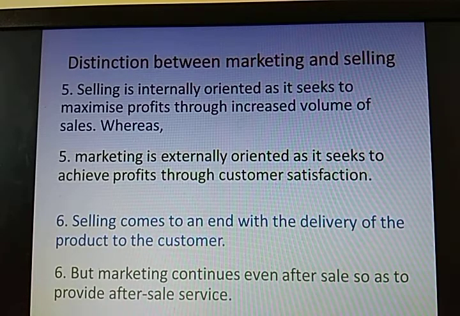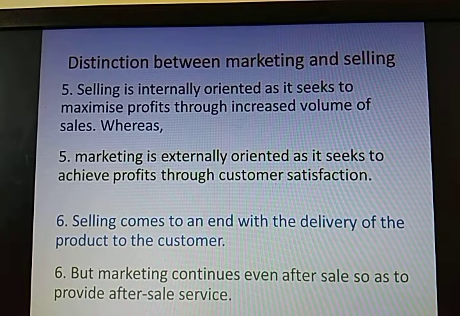Definitely it talks about selling more and more products in the market, increasing the volume of sales in the market. Whereas if you see marketing, it is externally oriented. It talks about the customers, it researches the market, it finds out the trends going in the market. Why is it so? Why is marketing externally oriented? As it seeks to achieve the profits directly, not by selling, but through customer satisfaction.